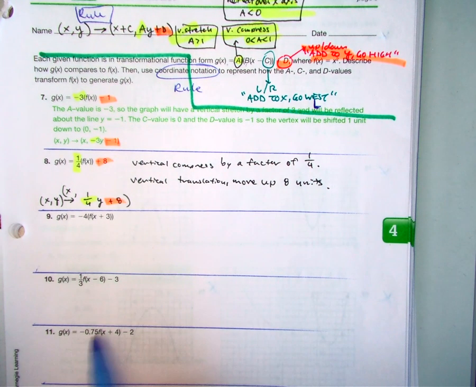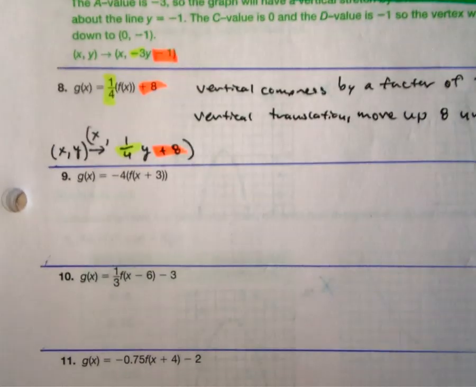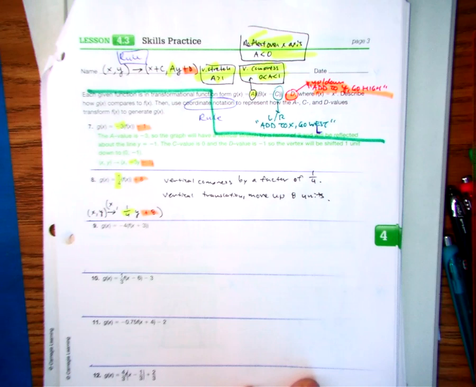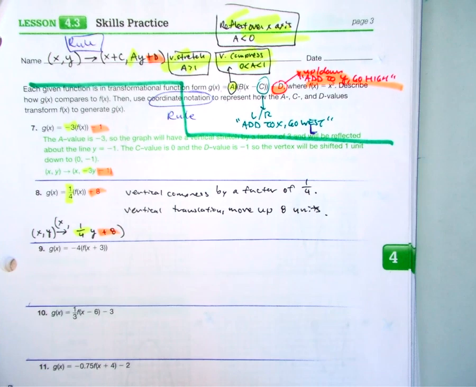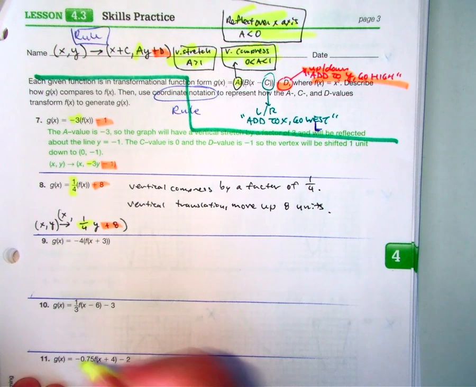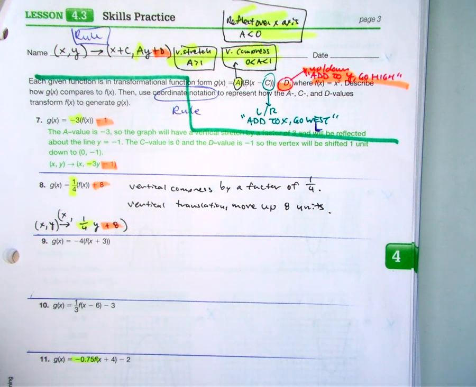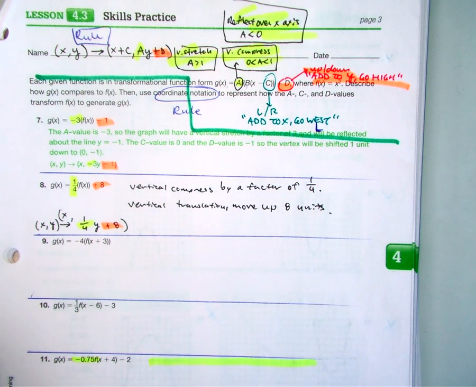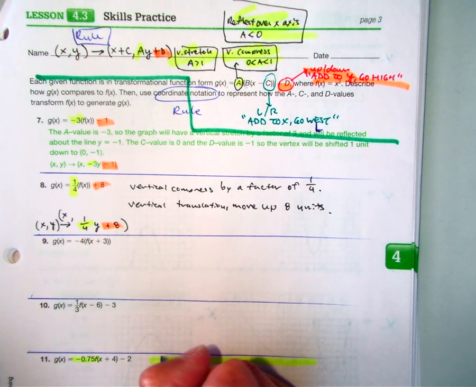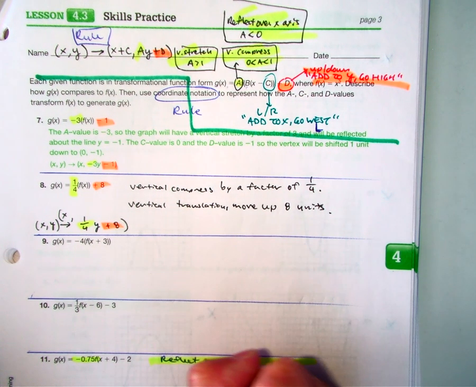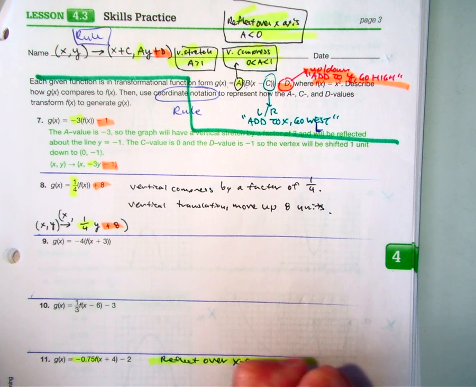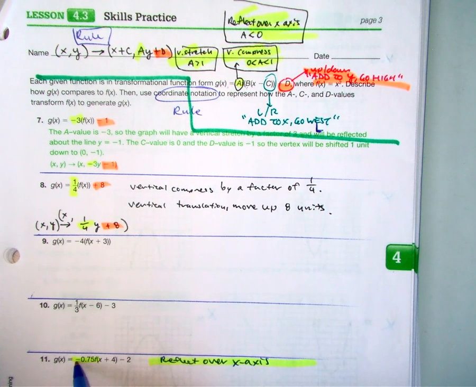I noticed that there's a number in front. The reason I'm zoomed out is so you can see the notes we took. The a value in number 11 is negative 0.75. What does a negative value mean? Well, that reflects it over the x-axis. Reflect over the x-axis because it's a negative.